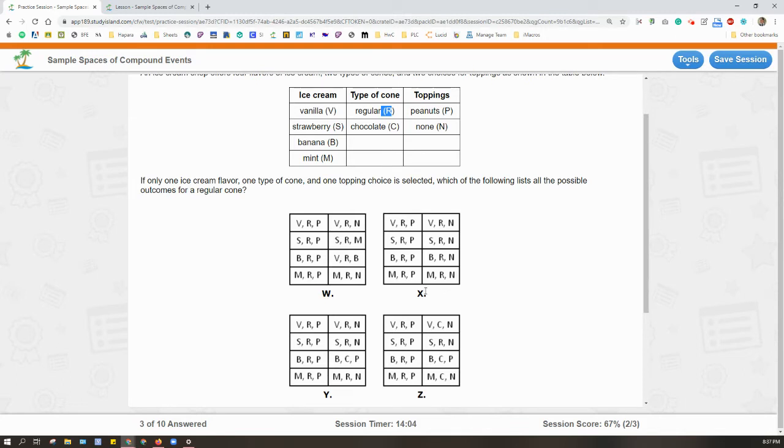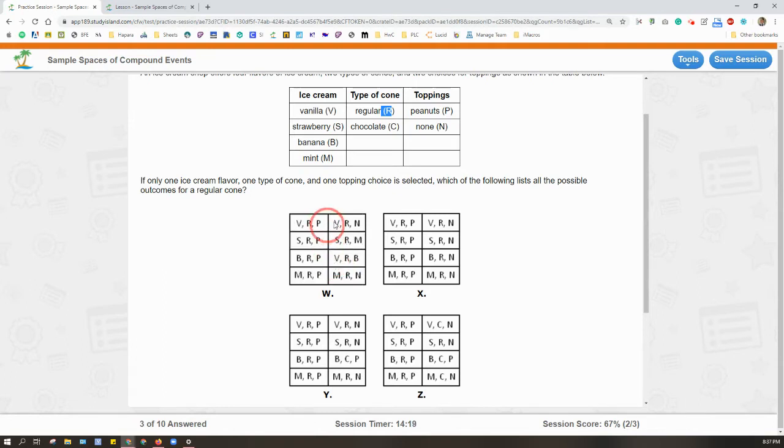Which one of these is accurate? Well, we want to make sure that vanilla, strawberry, banana, and mint are chosen for each one of these options. And sure enough, vanilla, strawberry, banana, and mint. And on the other column, vanilla, strawberry. Uh-oh, there's another vanilla.